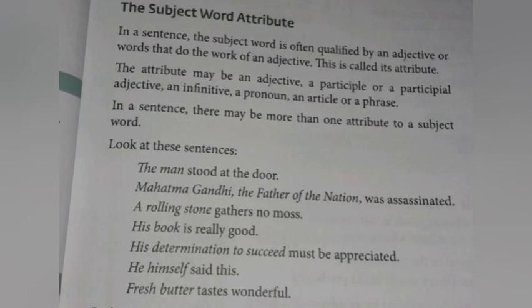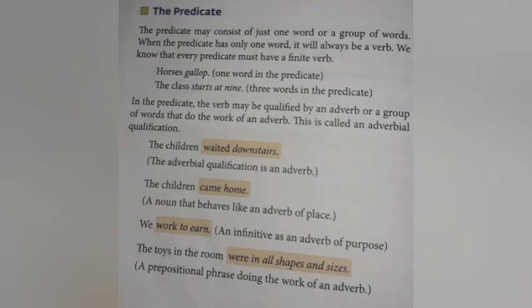Our next is the predicate. The predicate may consist of just one word or a group of words. When the predicate has only one word, it will always be a verb. Let's look at an example: the children came home. Came home is the predicate and the children is the subject.